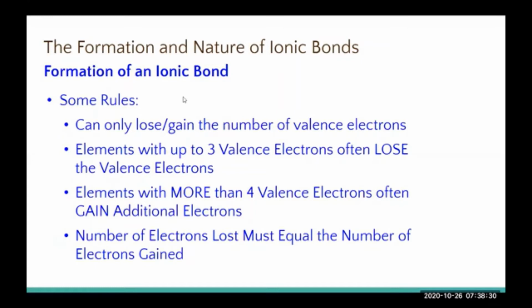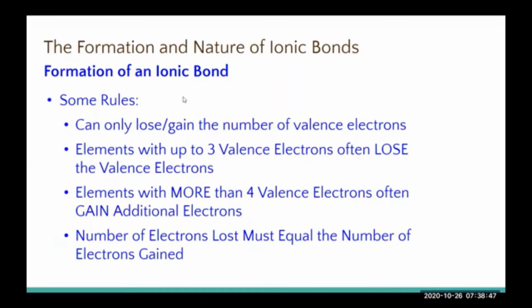So column 15 with 5 valence electrons gains 3, column 16 with 6 valence electrons gains 2, column 17 with 7 valence electrons gains 1. And the number of electrons lost must be equal to the number of electrons gained.